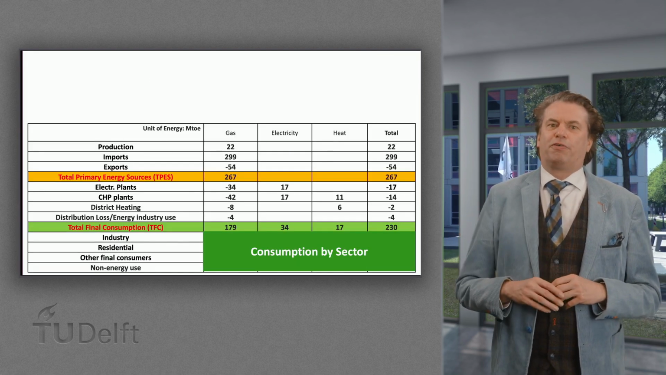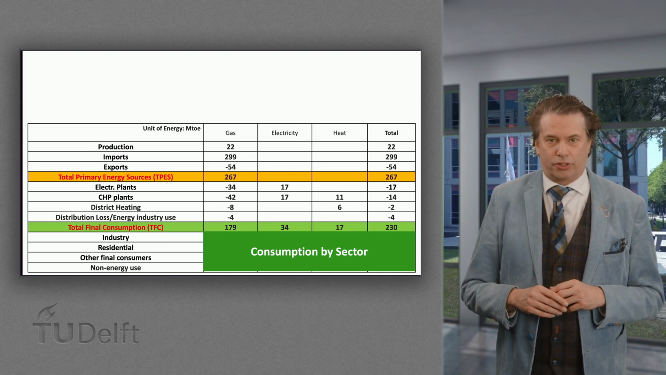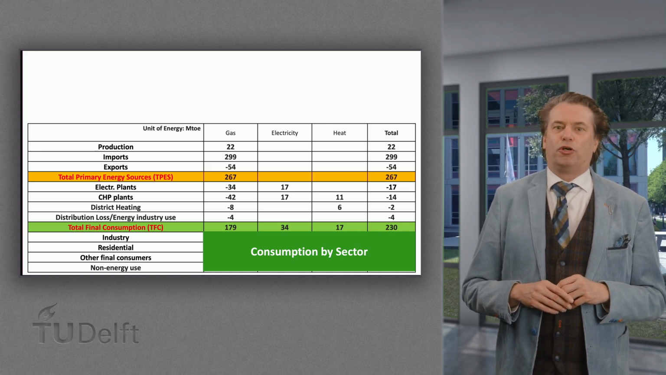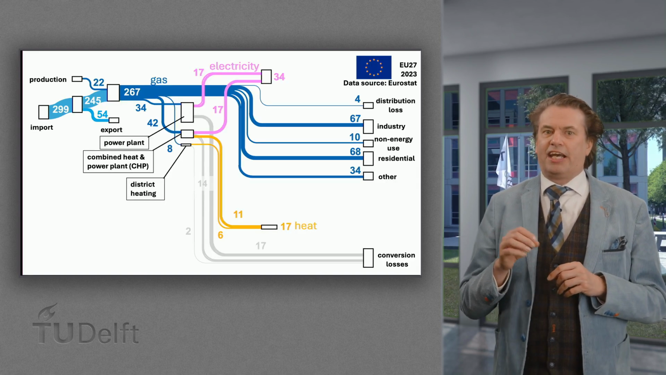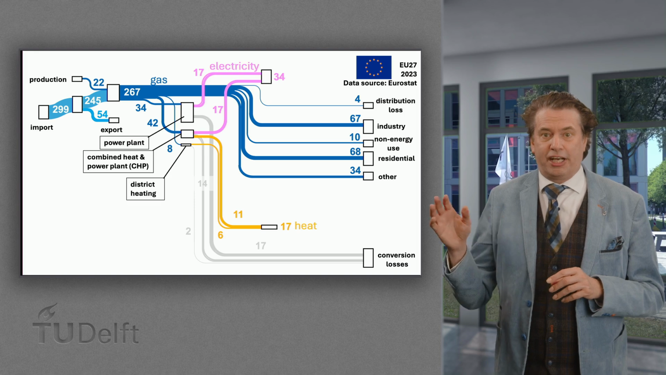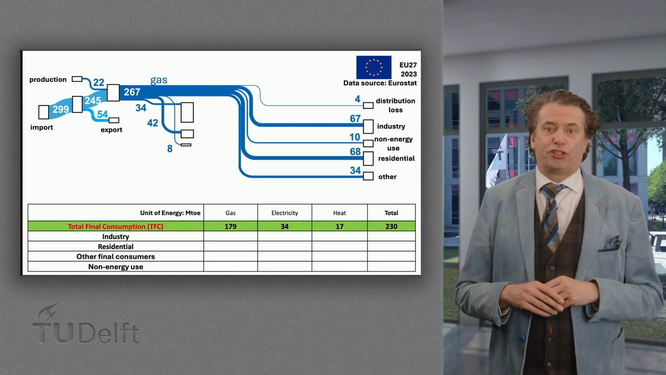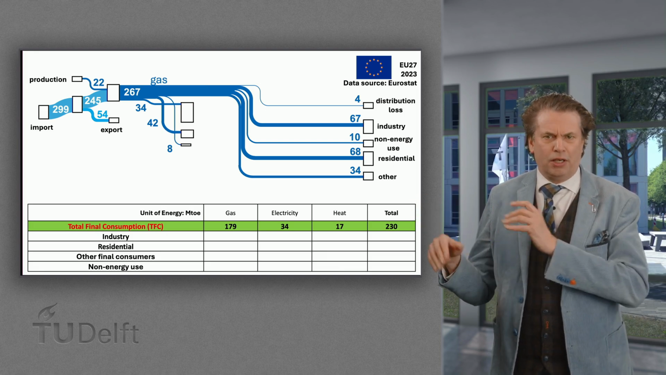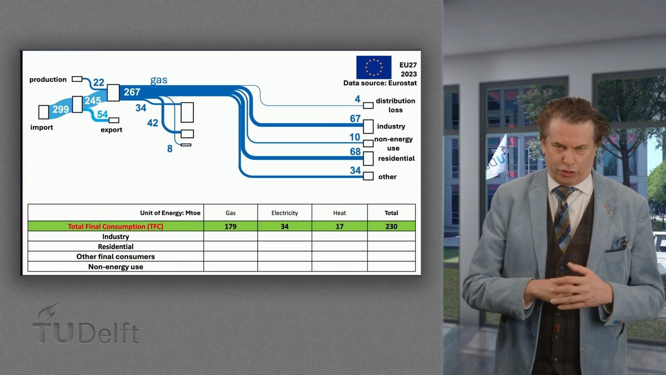The last section of the matrix to complete the energy balance is the consumption by sectors. The total final consumption is now the top row of this section. If you consider again the entire gas value chain in the Sankey diagram, the consumption of the sectors is shown on the right, together with the distribution losses we have already discussed.